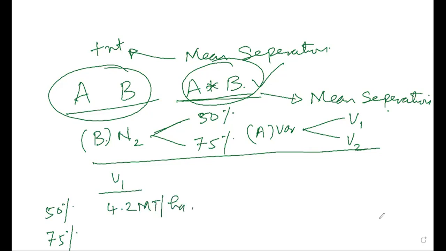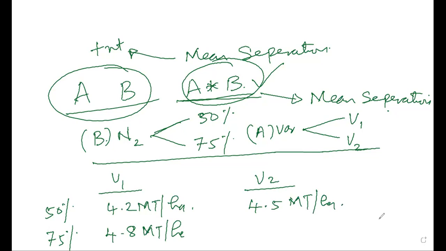Variety 1, under the nitrogen level, is giving 4.8 metric ton per hectare. So this is about variety 1 as an example. Variety 2, under the same condition of nitrogen, is giving 4.5 metric ton per hectare. Under nitrogen 75%, it has given 4.1 metric ton per hectare.